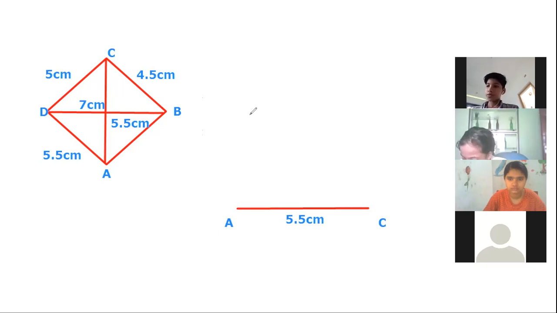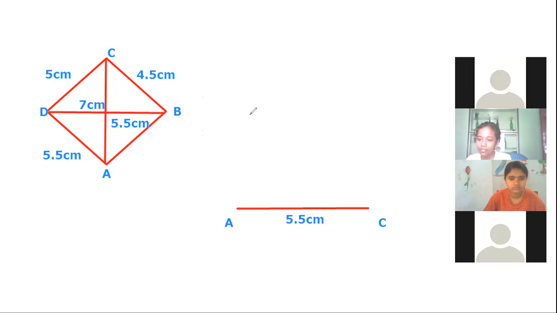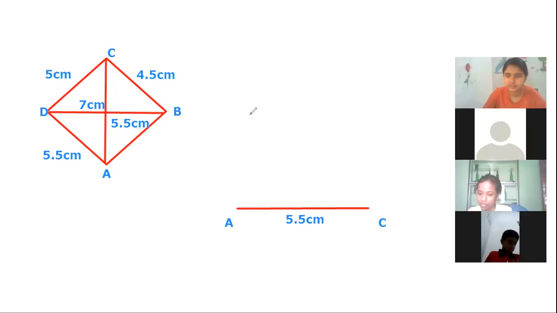Diya, where's your compass? Sorry, do you have? I can't get your sound. I have already told you to buy a compass as early as possible. Okay.